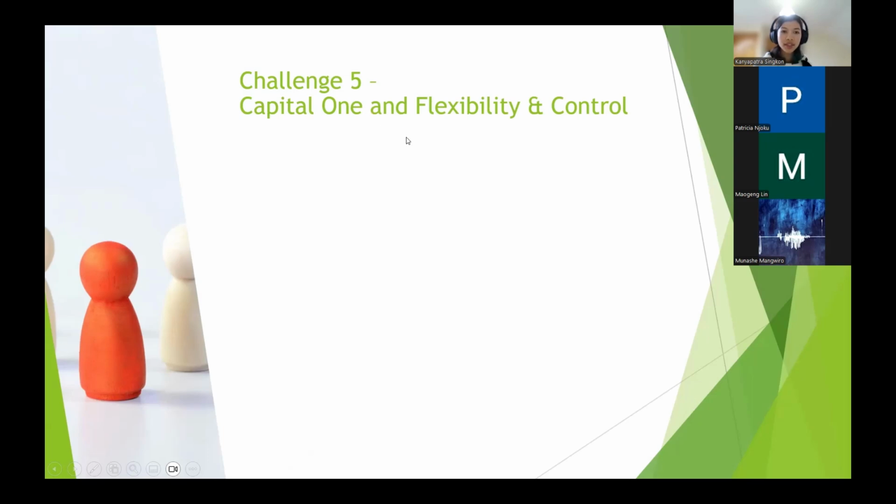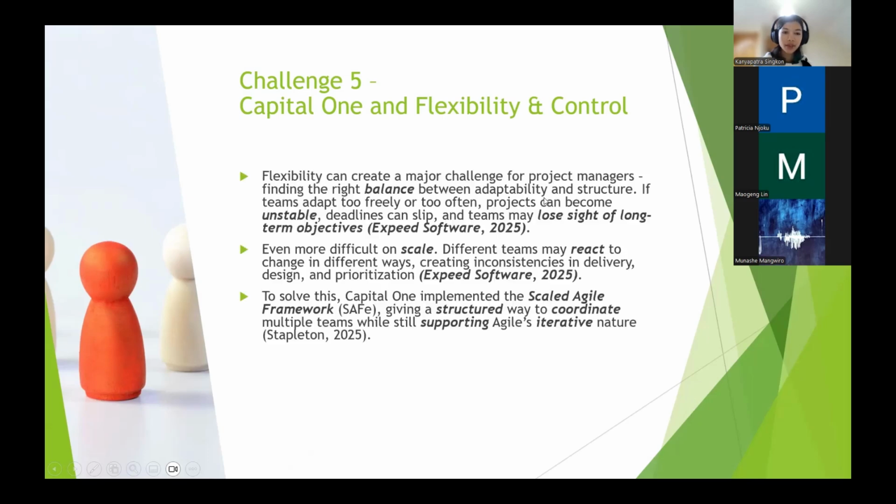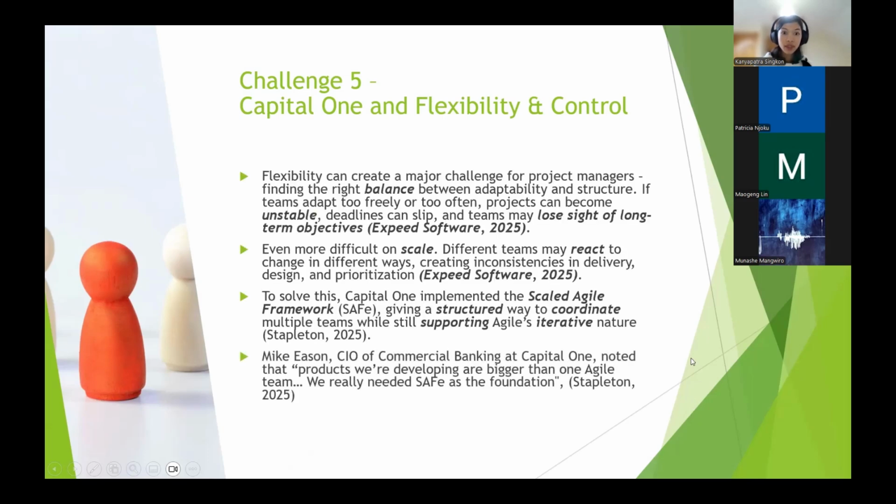The next challenge is Challenge 5, Capital One and the balance between flexibility and control. Flexibility can create a major challenge for project managers, and finding the right balance between adaptability and structure is a challenge in and of itself. If unstable, deadlines can slip, and teams may lose sight of long-term objectives. Even more difficult at scale, different teams may react to change in different ways, creating inconsistencies in delivery, design, and prioritization.